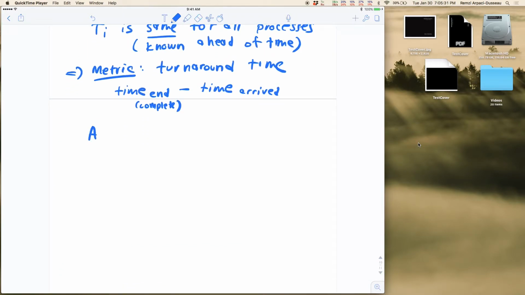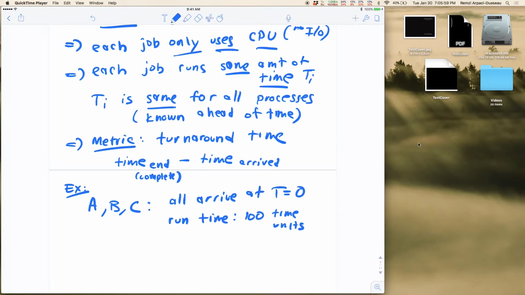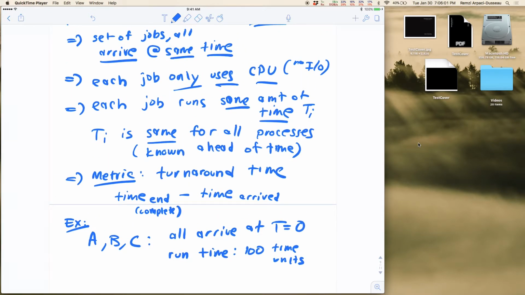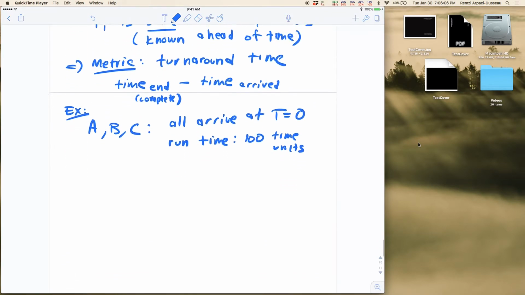Let's say we have jobs A, B, and C. They all arrive at the same time because we said they were going to, at t equals 0. They all have a run time of, let's say, 100 time units. Doesn't really matter what they are. And everything else that we said is true. They only use a CPU. We already said they run for some amount of time T, and that's the same for all. And that all we care about is turnaround time.